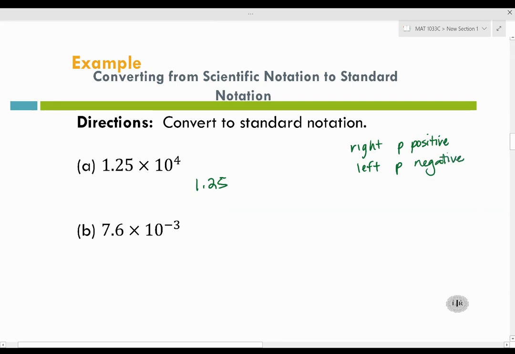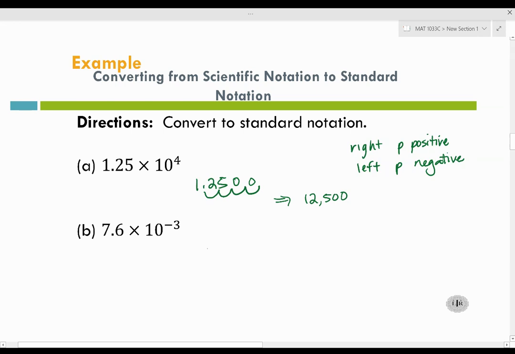Cool. So our exponent is positive, which means that when I take this decimal, I'm going to move it to the right 4 places. So I have 1, 2, 3, 4. When I move my decimal, I like to make these curves because inside of the curves, I'm going to place zeros. So my new number is equal to 12,500.